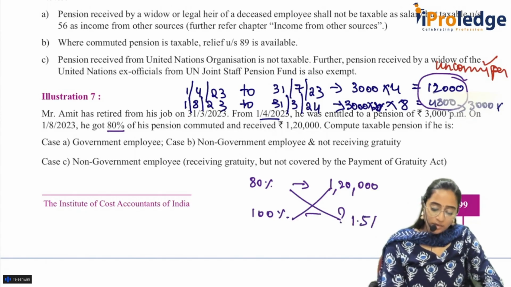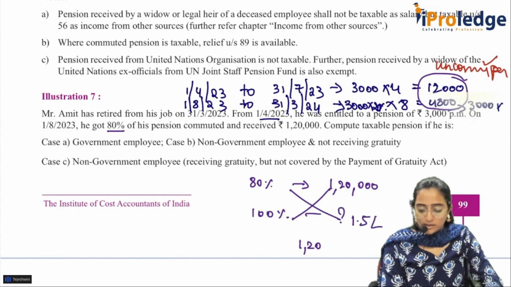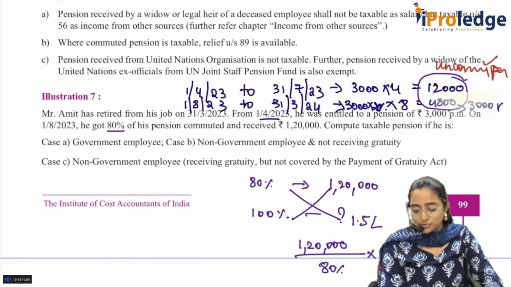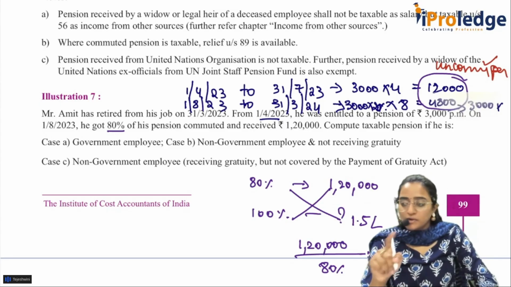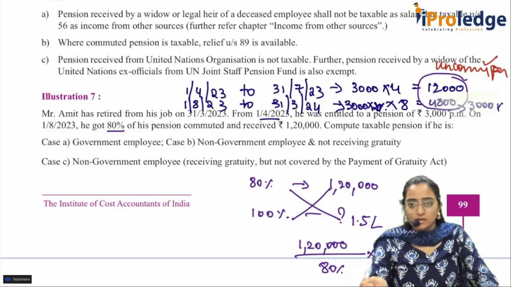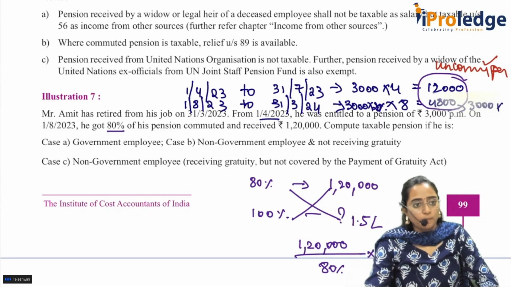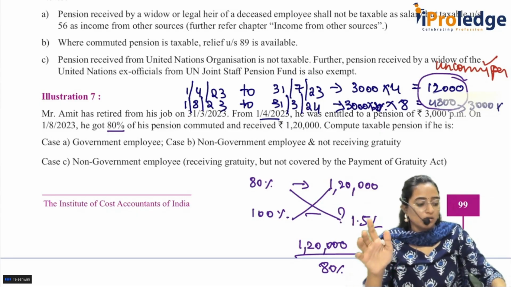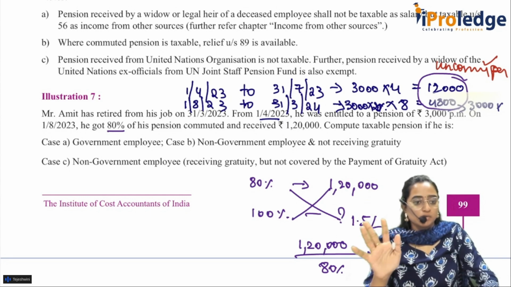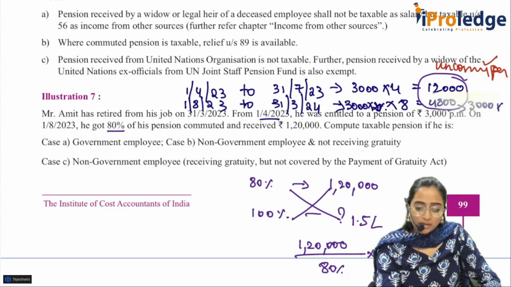1,50,000. How did you get this 1,50,000? 1,20,000. If this is representing 80%, how much would you get as 100? If you just do 1,20,000 divided by 80%, you would get the answer. Otherwise, you can do 1,20,000 divided by 80 multiplied by 100. Both are same. How much should you get, people? 1,50,000.